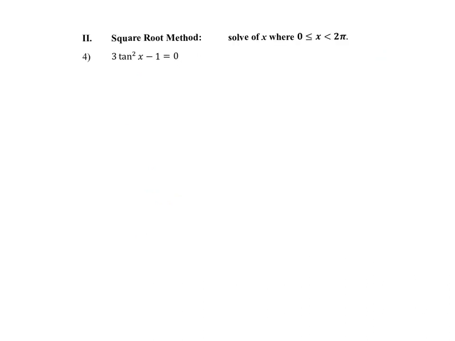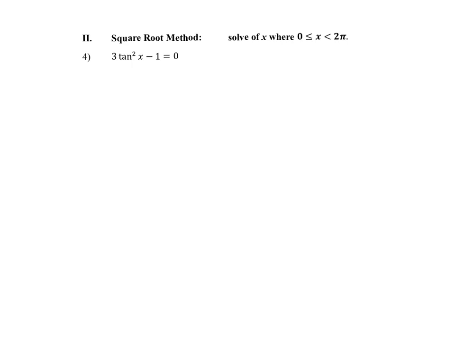Part 2, square root method. The directions remain the same. Solve for x where x is between 0 and 2π. 0 is included, 2π is not. Our strategy is the same. We need to isolate our trig function.